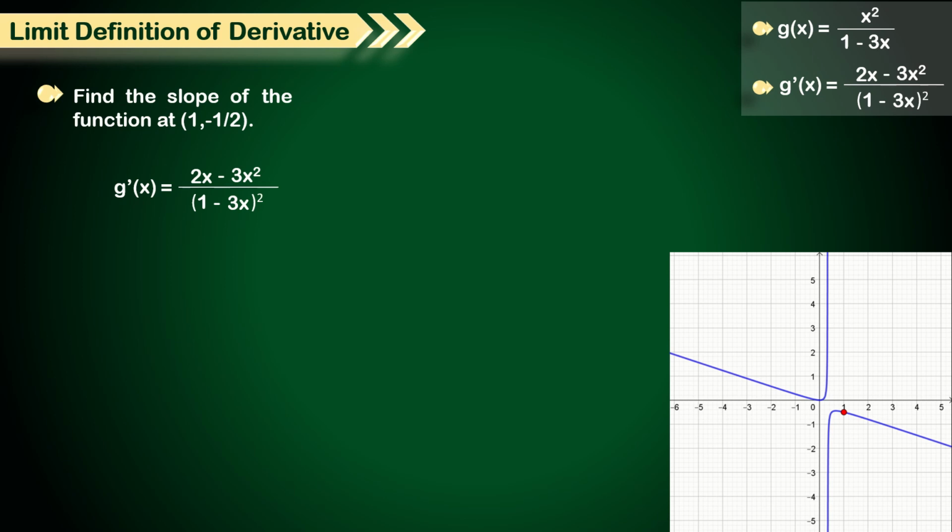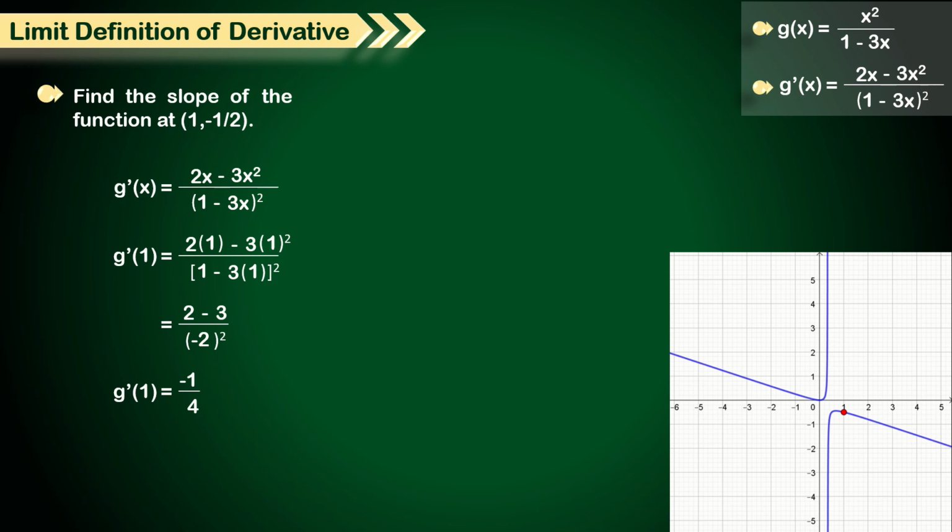Substitute x coordinate to the derivative. We have g prime of 1 is equal to 2 times 1 minus 3 times the square of 1 over the square of 1 minus 3 times 1. Simplify. 2 minus 3 over the square of negative 2. Continue. It is equal to negative 1 over 4. The slope of the function at 1, negative 1 half is negative 1/4.